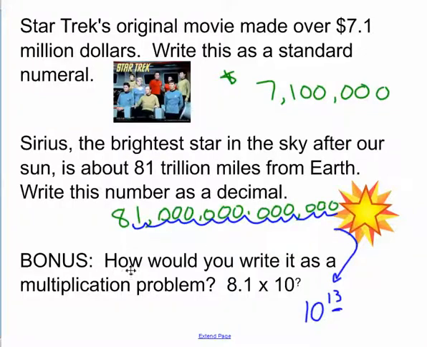And then the bonus question was, how would you write this 81 trillion as a multiplication problem to a power of 10? So if I say it's 8.1 times 10 to the what power, I just go to the end of my 81 trillion and I count back how many decimal places I would have to move it to put it between the 8 and the 1, and it's 13. So 8.1 times 10 to the 13th power is 81 trillion.